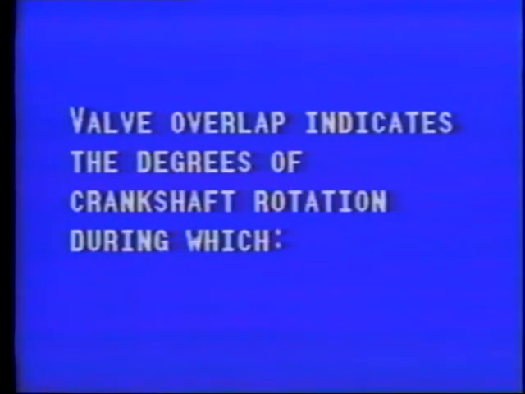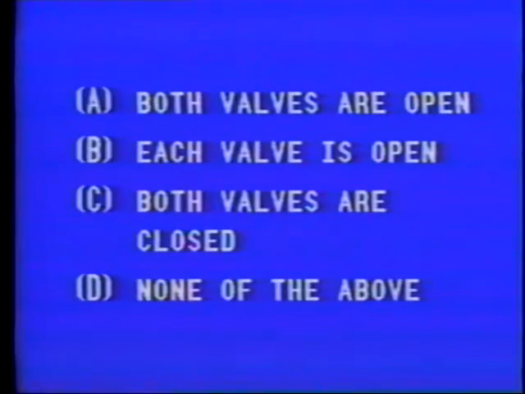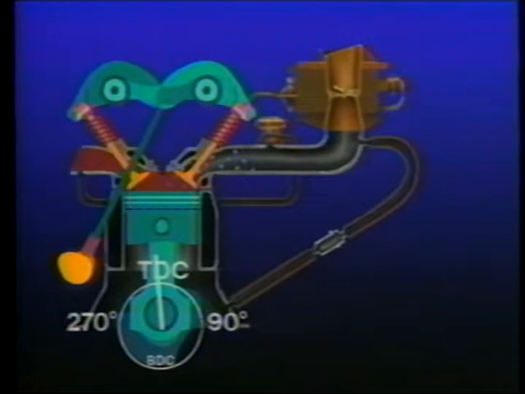Valve overlap indicates the degrees of crankshaft rotation during which A, both valves are open, B, each valve is open, C, both valves are closed, D, none of the above. Valve overlap refers to the number of degrees of crankshaft rotation when both valves are open at the same time.